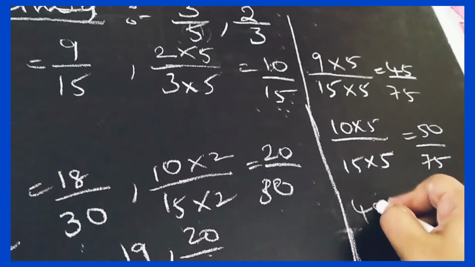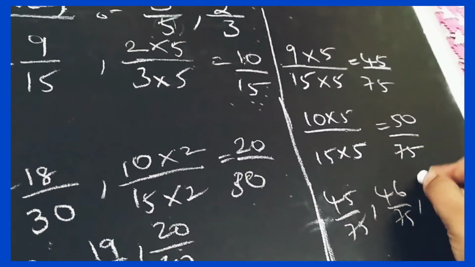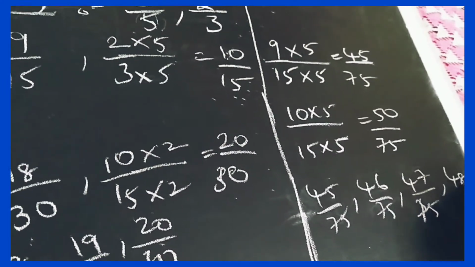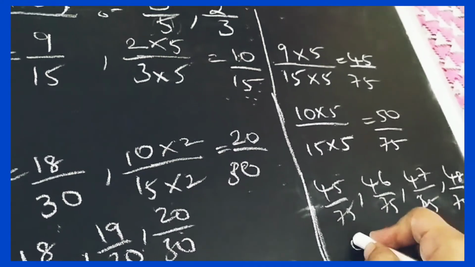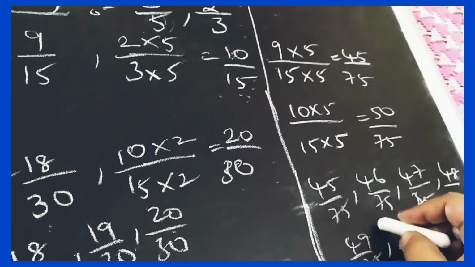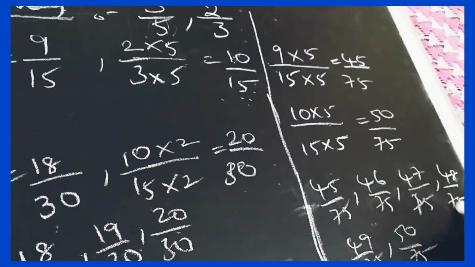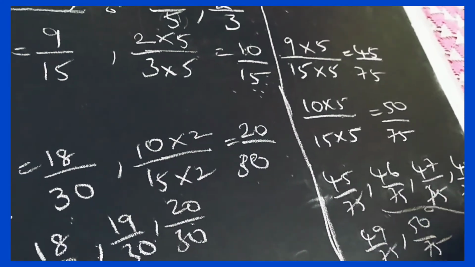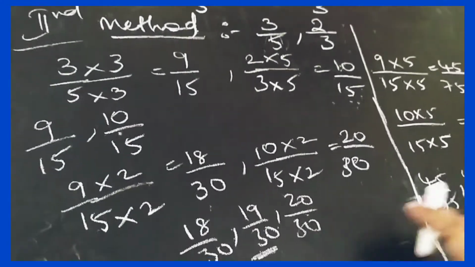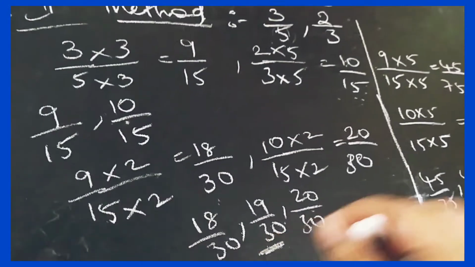So you can write as 45 by 75, 46 by 75, 47 by 75, 48 by 75, 49 by 75, 50 by 75. So three numbers, we can take any three numbers, 46 by 75, 47 by 75 or 48 by 75. You can take any three numbers. This is the second method. You can do with the mean method or else you can do with this method also.